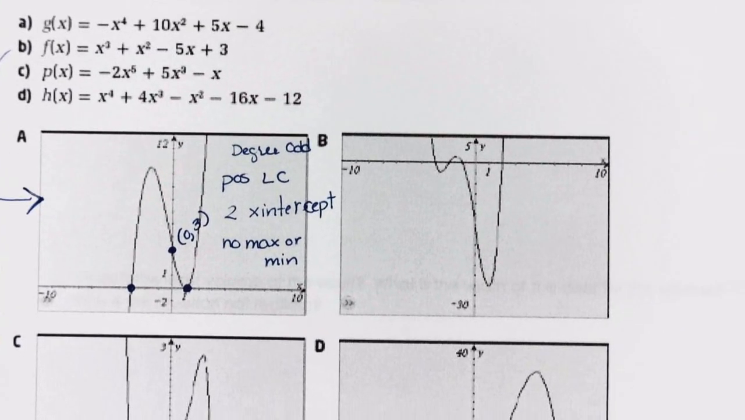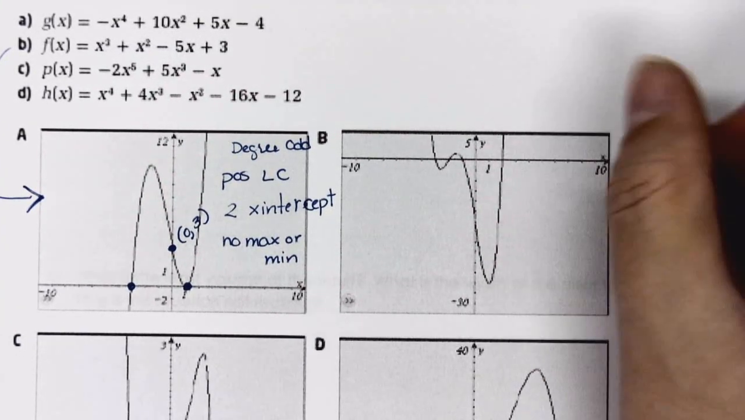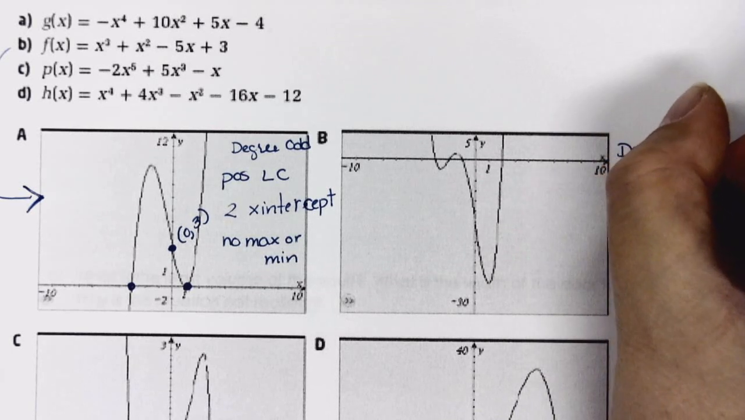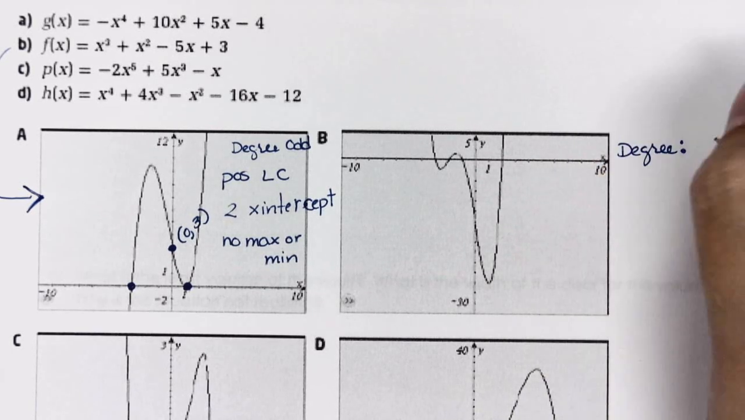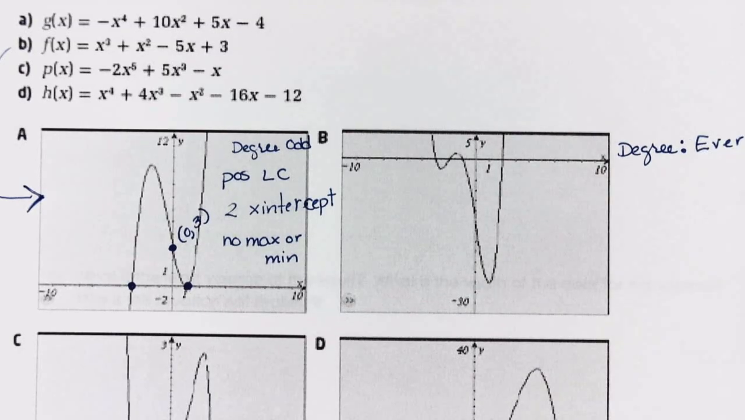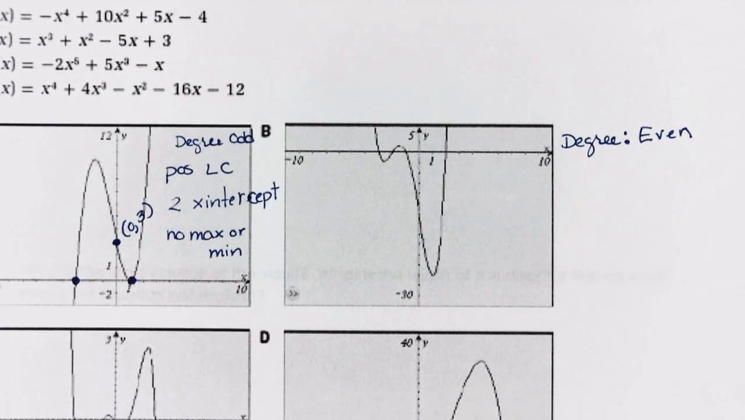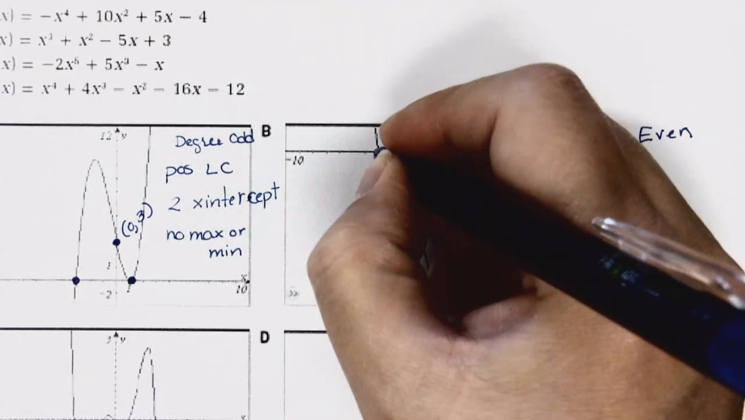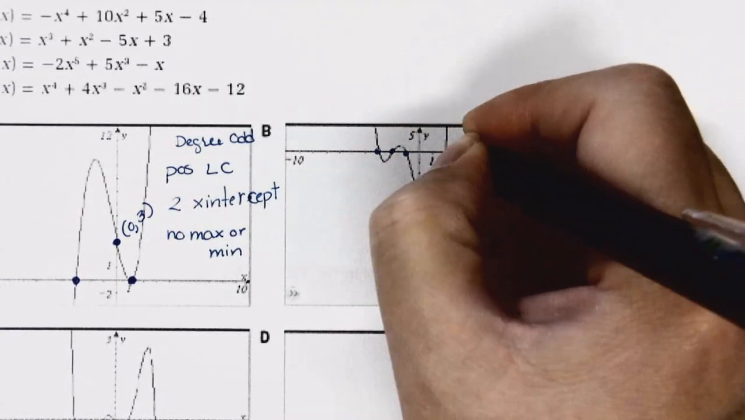All right, let's look at graph B. What kind of degree is this, odd or even? It should be even because my hands are up in the air. We've got a field goal. Two hands facing in the same direction are going to be even. How many x-intercepts? I can see it, there's 4. So 1, 2, 3, 4.